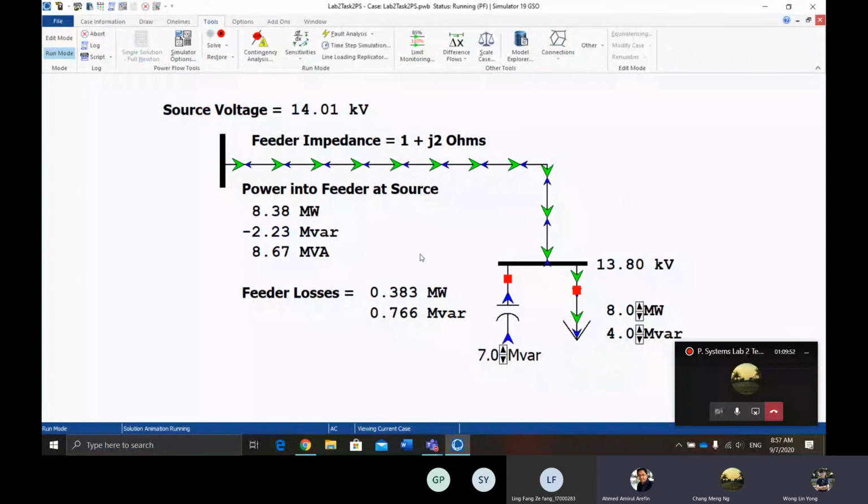So basically, what's the fundamental of the capacitor? Is it supplying reactive power or consuming reactive power? Capacitor is supplying reactive power to the circuit. Okay, thank you.